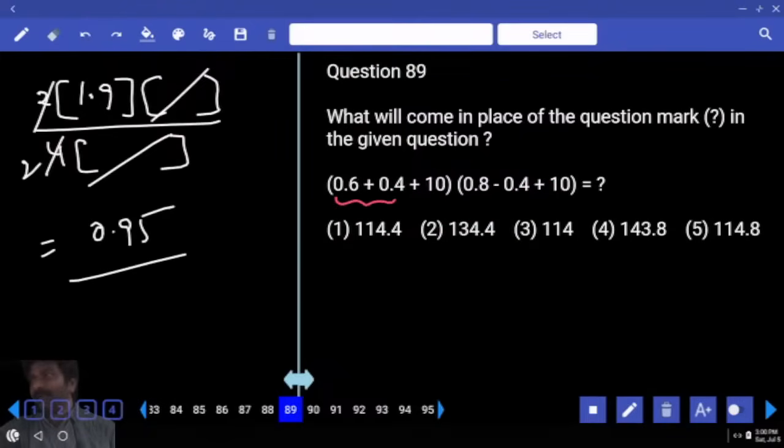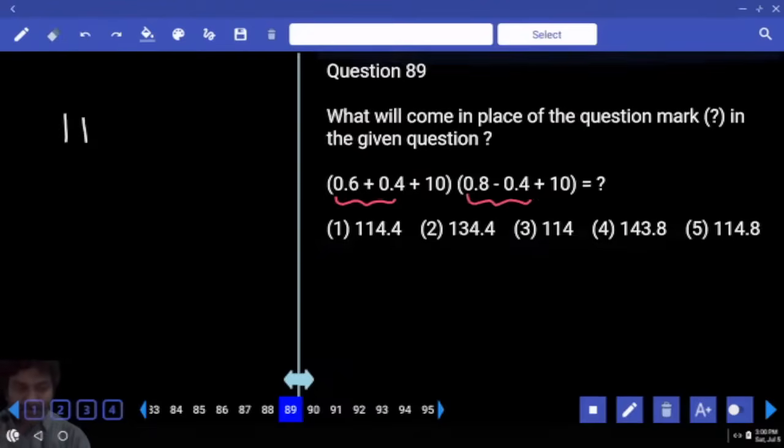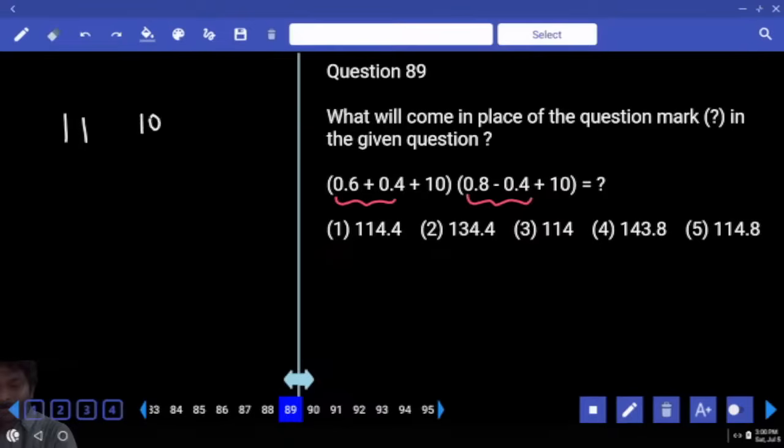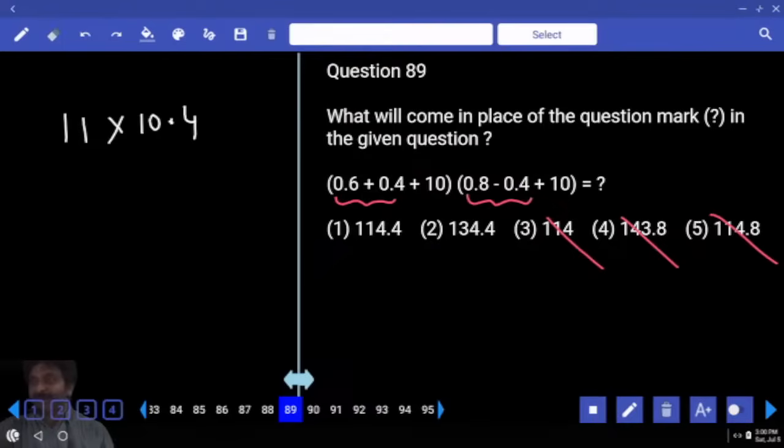How much is this? 1 plus 10, 11. How much is this? 0.4 plus 10, 10 point 4. Answer should be 11 multiple and also ending with 0.4. Ending with 0.4, right? Straightforward, last 3 options eliminated. Is your second option 11 multiple? No. First option, final answer.